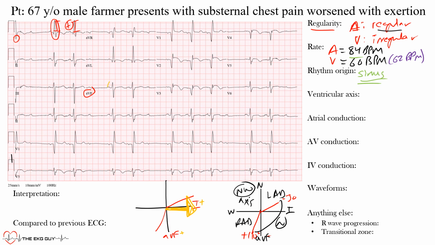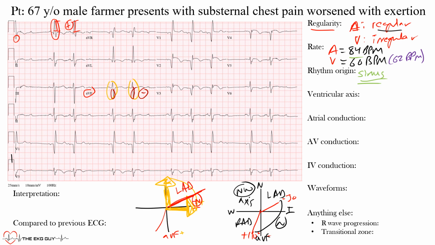Here is AVF, okay, and you'll notice that AVF is mostly negative, okay? Notice that this is mostly negative down here. So mostly negative, meaning we'll go away from AVF and go this way. That means our axis lies somewhere here, but now we need to determine which side of this line it is, because we said this was normal over here, but this was left axis deviation. Okay, how do you do that?